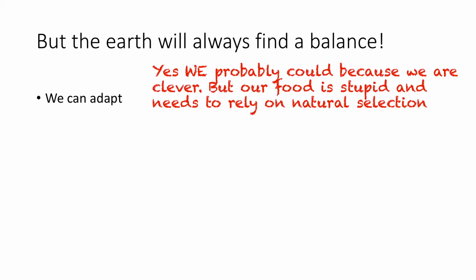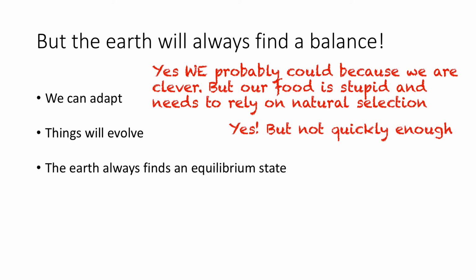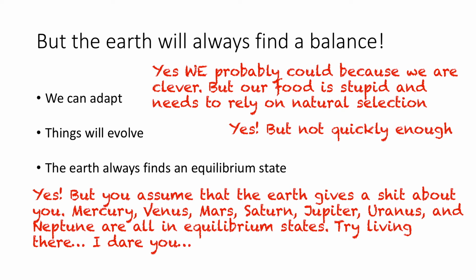Now, there will be more arguments about adaptation and evolution and the Earth always finding some equilibrium state. Well, yes, as a species, we could adapt to the new environment because one of the fundamental traits of our species is that we are really clever and really adaptable, but we still rely on food and our food is stupid. It doesn't adapt so quickly. Evolution is a really slow process. Even artificial selection takes forever. And when it comes to an equilibrium, you assume that this equilibrium gives a shit about humanity. All the other planets in the solar system are at an equilibrium. Now, try living there, I dare you.